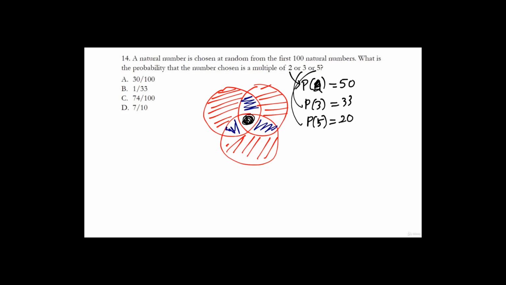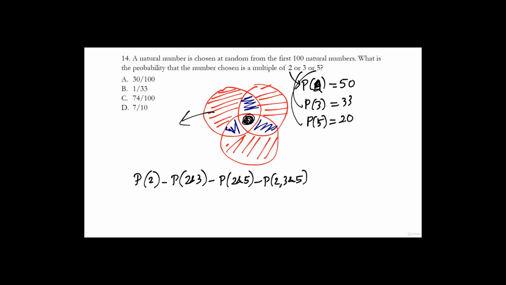Now the numbers that are divisible by 2 but not by 3 and also not by 5 will be P of 2 minus P of 2 and 3 minus P of 2 and 5 minus P of 2, 3 and 5. So that will give this particular region.